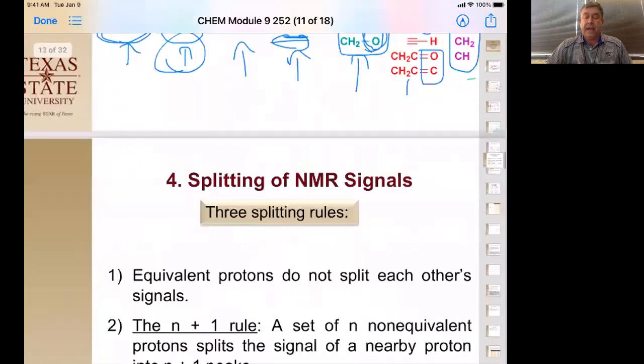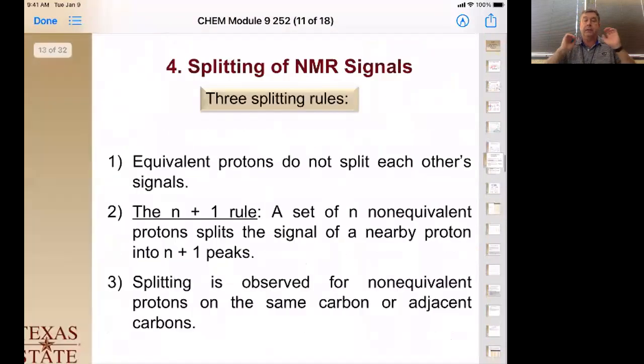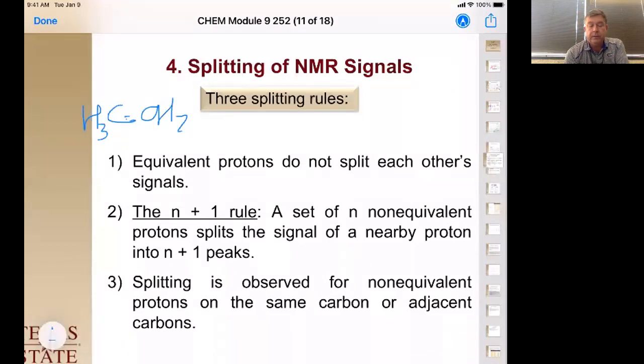All right, so the last thing we need to do is talk about splitting. Some people think this is the hardest, but I think it's not as hard as you think it is. We just need to follow 3 rules. Number 1, equivalent protons don't split each other. So let's look at a compound like CH3CH2Br. That means these 2 hydrogens are equivalent hydrogens, and they're going to give a single peak no matter what. So that's our first rule. These 2 hydrogens are 1 peak.